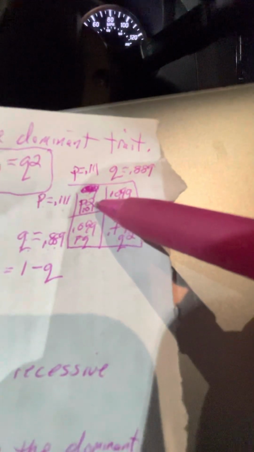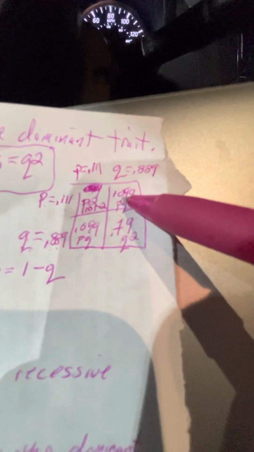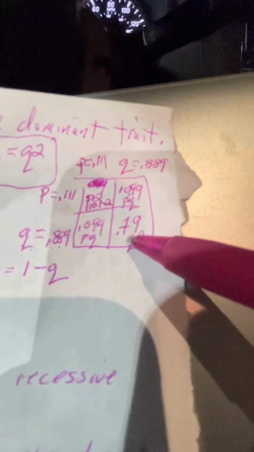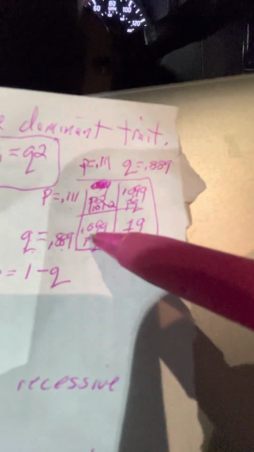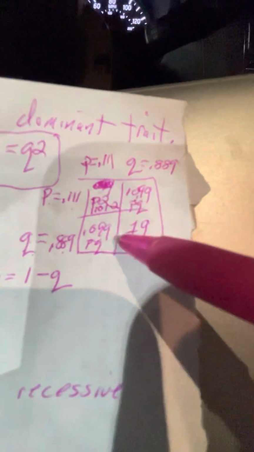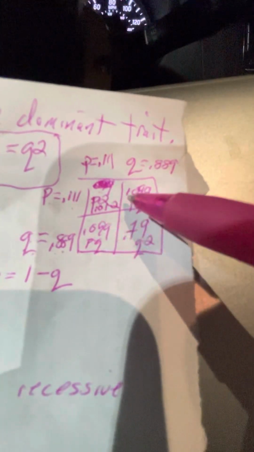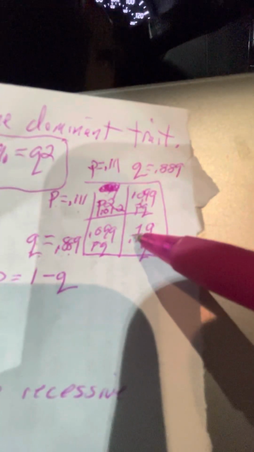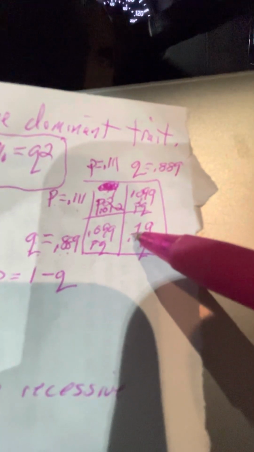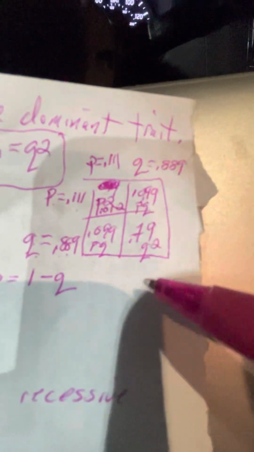We're going to check our math by checking that P squared plus 2PQ plus Q squared equals 1. When I take 0.79, 0.099, 0.099, and 0.012 and add them together, I do indeed get 1. P squared plus 2PQ plus Q squared equals 1. All right, so now we're up to interpreting all of this information and what it means.